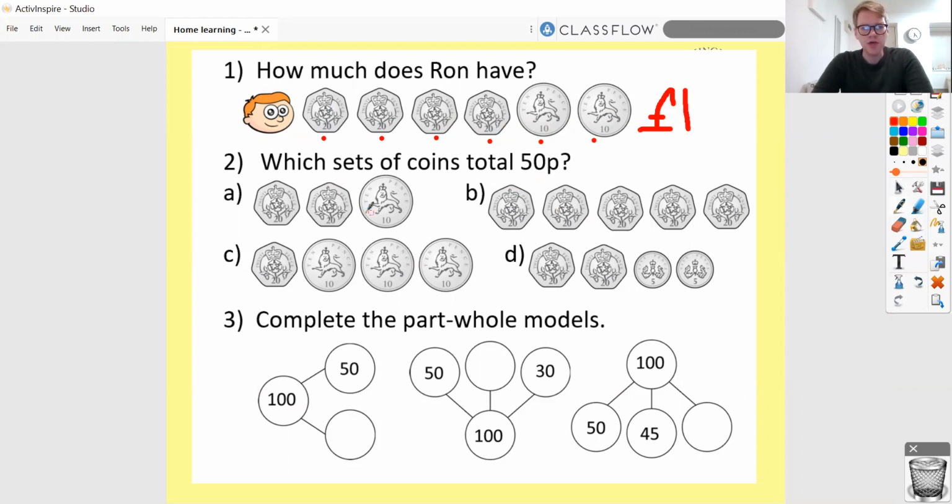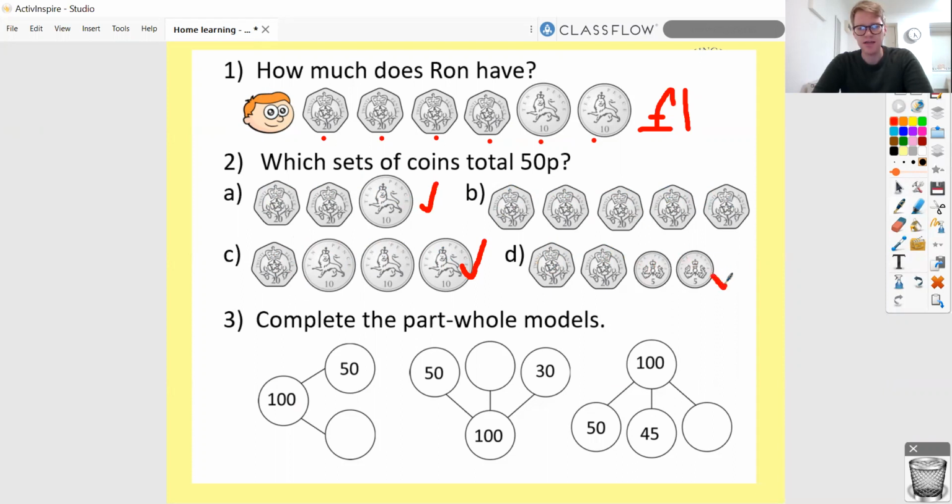Which sets of coins total 50p? Well, again, I'm going to count up here: 20, 40, 50. So yes. B, we've got 20, 40, 60, 80, 100 or £1. So not B. Here we've got 20, 30, 40, 50. So C, yes. And for D here, 20, 40, and then 45, 50.